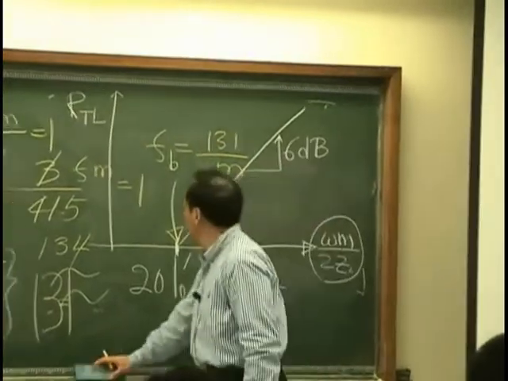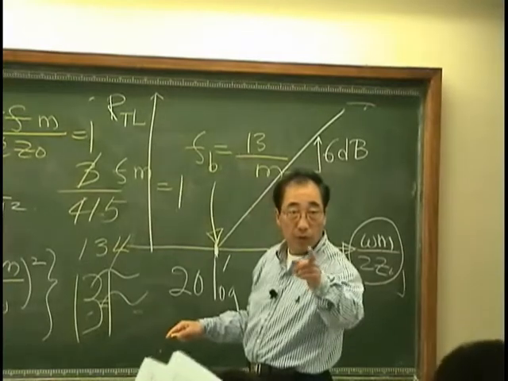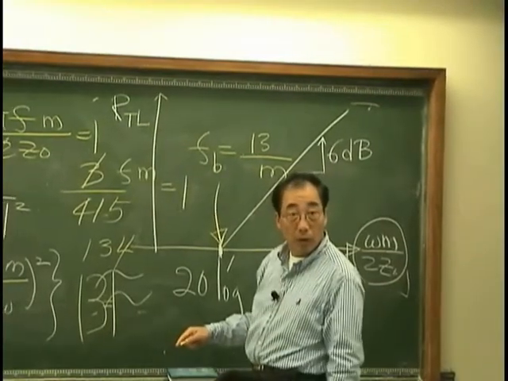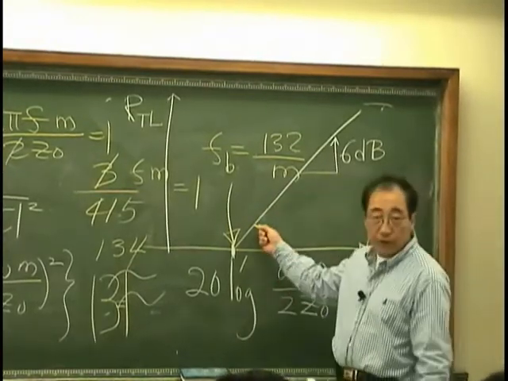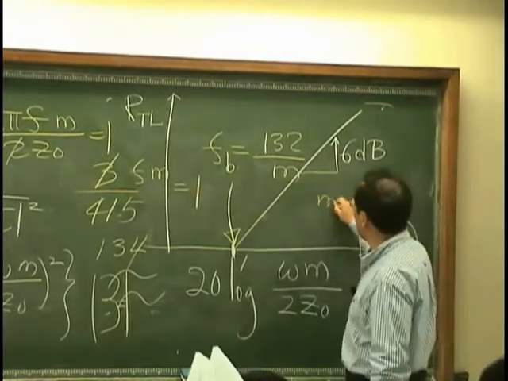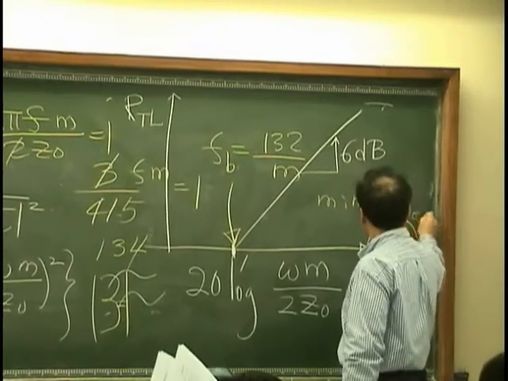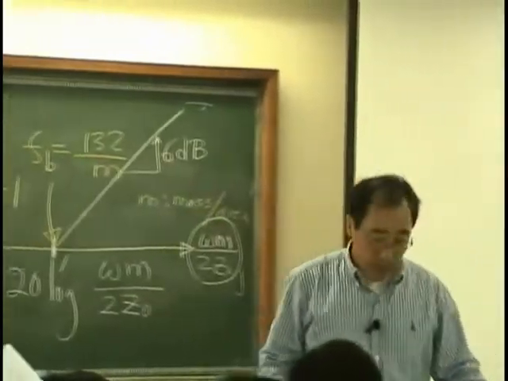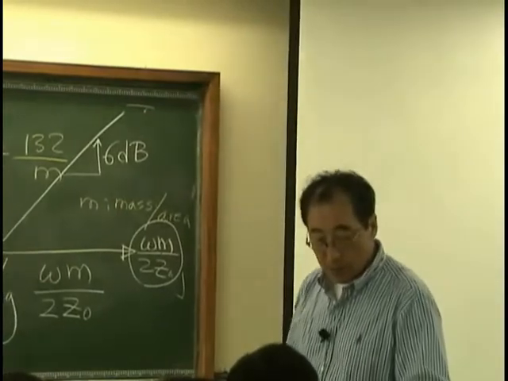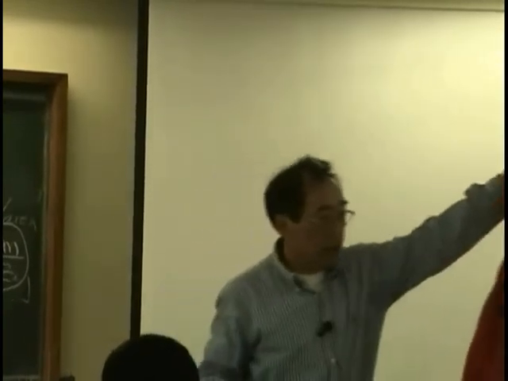Okay? In fact, this is 134, right? Okay, 134. So this is the blocked frequency, and m is mass per unit area. Okay. Now, what is mass per unit area? Mass per unit area of this. Mass per unit area. Okay.